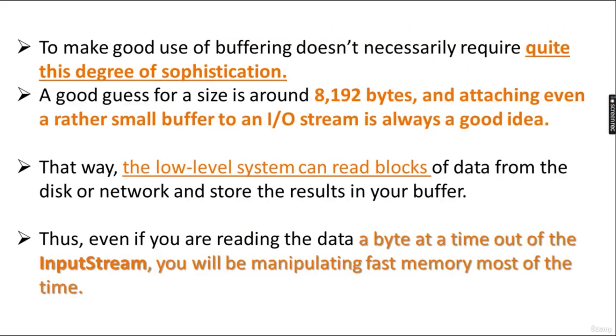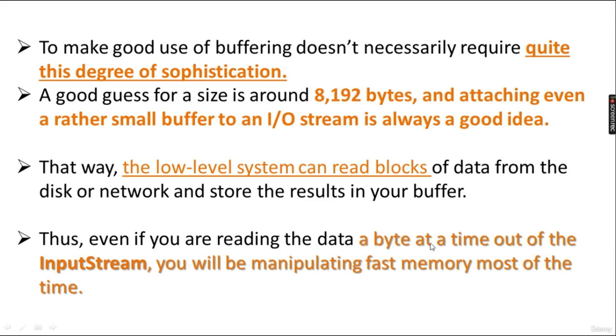To make good use of buffering does not necessarily require quite this degree of sophistication. A good guess is for sizes around 8,192 bytes, and attaching even a rather small buffer to an output stream is always a good idea. Okay, so generally the bytes are this much, and if you want to specify the byte size, you can take a small amount of this and specify it as a buffer size. The low-level system can read blocks of data from the disk or network and store the results into your buffer. So you can also take 1000 or 500 bytes, which can improve your performance.